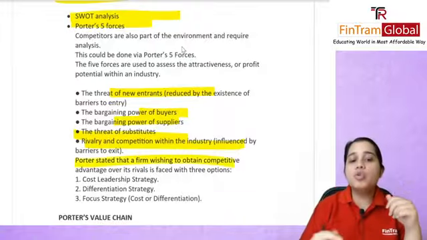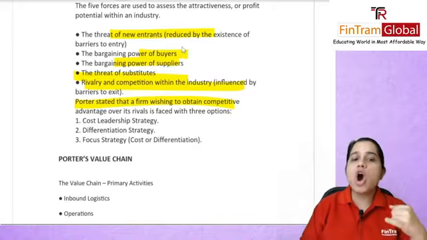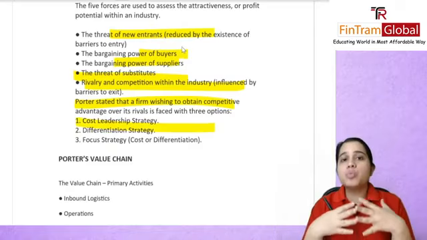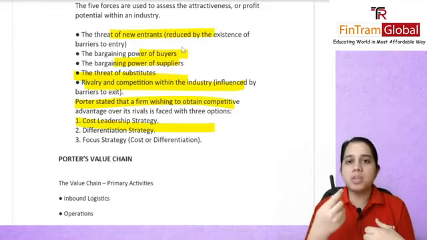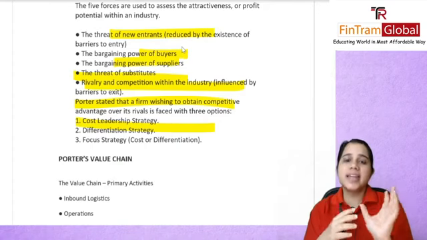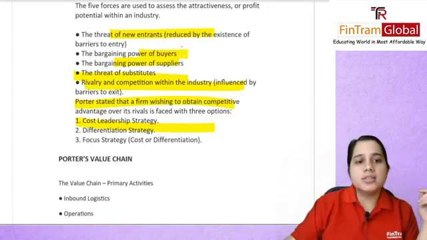Porter stated that a firm wishing to obtain any competitive advantage can have these 3 options. That is cost leadership strategy. That is where you make sure that whatever cost you incur, let's say to produce a product, you are the lowest in that. So let's do an example.